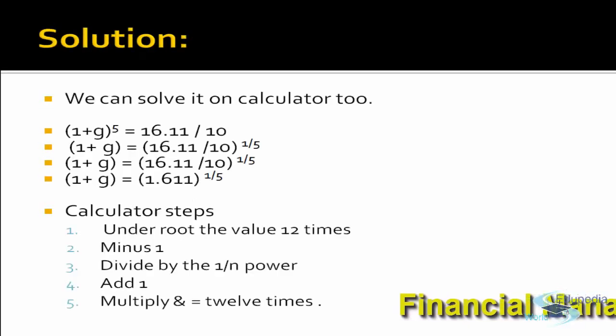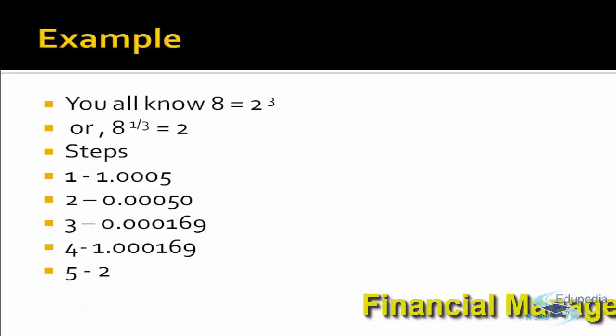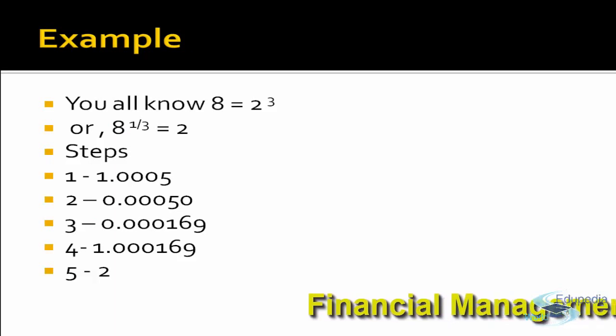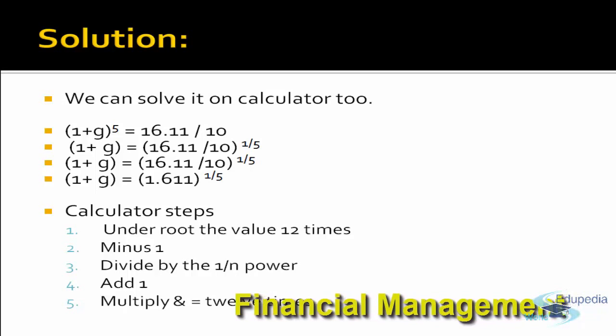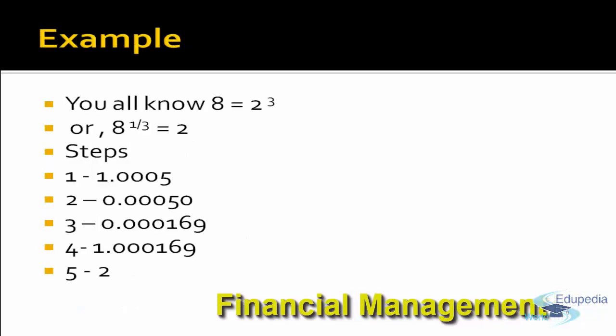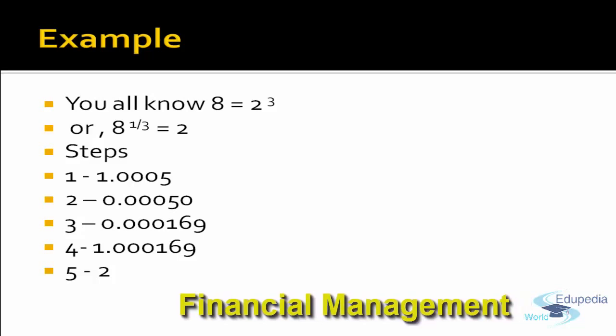Now just press minus 1. So if you minus 1, you will get a figure of 0.00050. After that, divide by the 1 by n power. So 1 is already there, by n power. Here the power is 3 in this case, so divide it by 3. You'll get 0.000169.